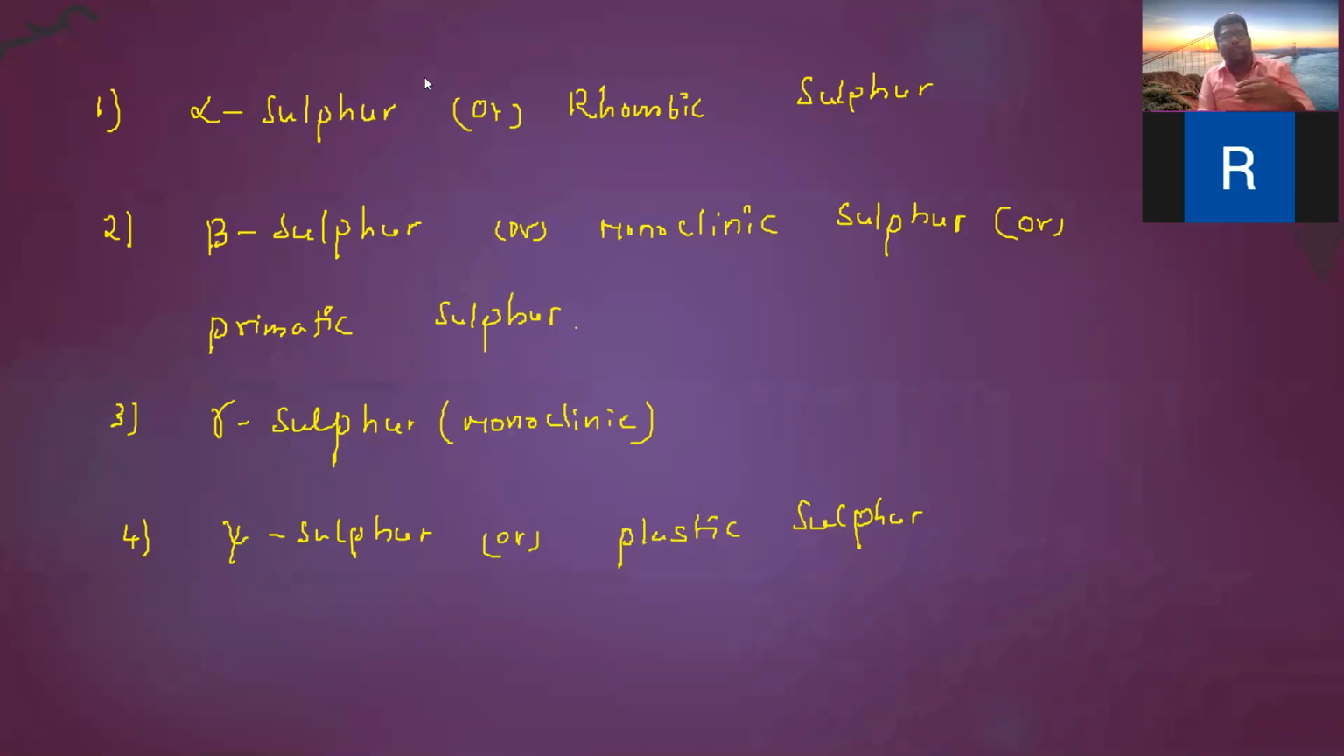Alpha is also known as rhombic sulfur. Beta is also known as monoclinic sulfur or prismatic sulfur. The third one is gamma monoclinic sulfur, and psi sulfur is also called plastic sulfur. So how to prepare alpha sulfur, that is rhombic sulfur, and what are the physical properties? We'll discuss one by one. Okay, completed on this slide. Can I go to the next slide?